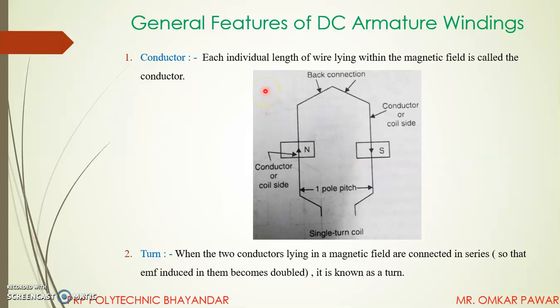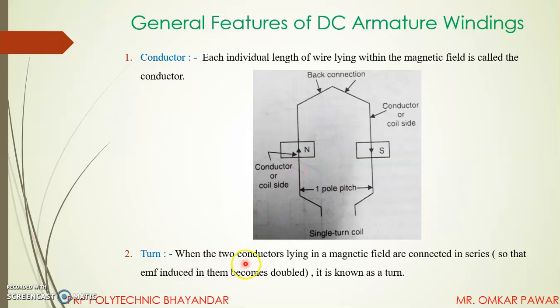First is the conductor. A wire lying within the magnetic field is called a conductor. Suppose this is a wire, and the length of wire under the N pole, that is the flux of the N pole, then this wire is called a conductor.